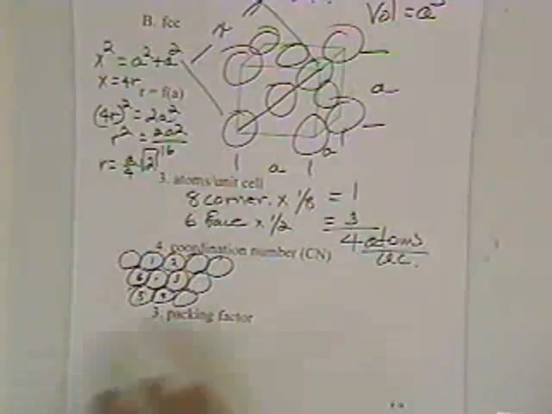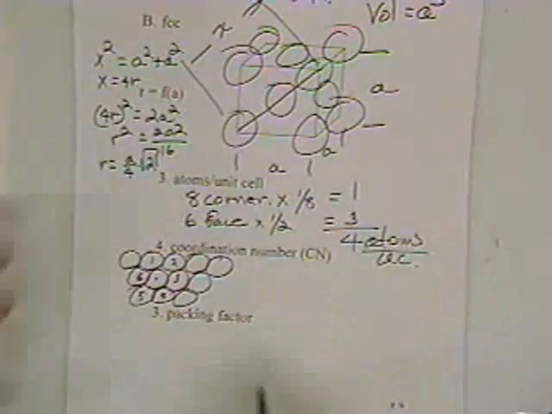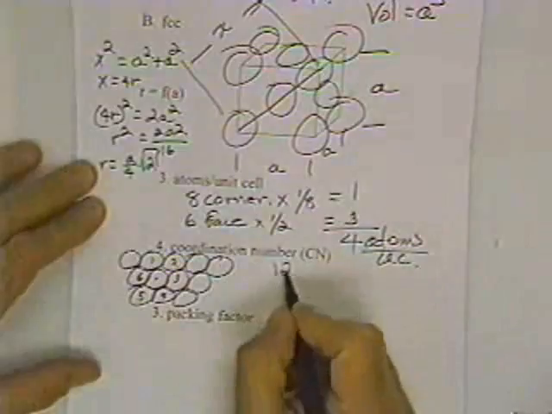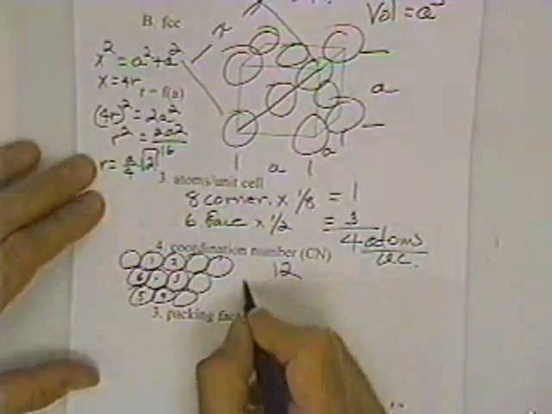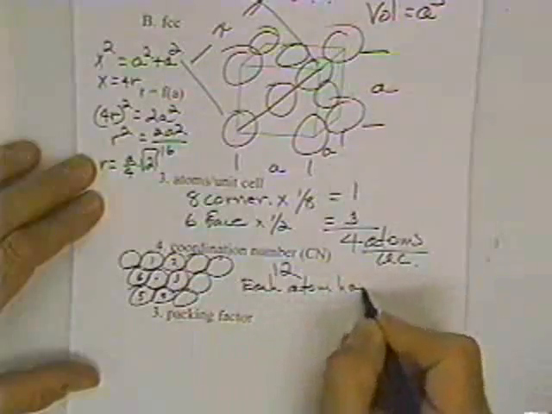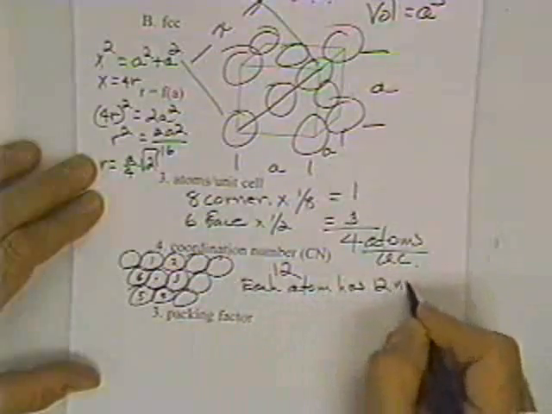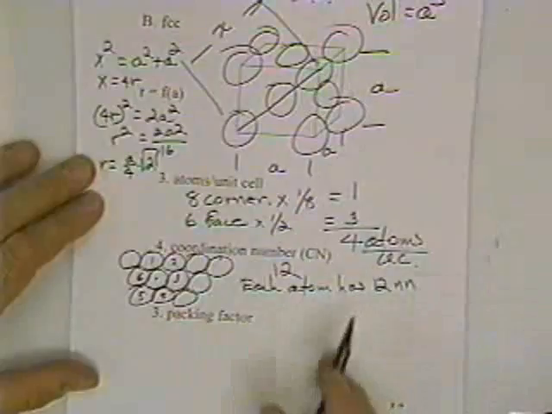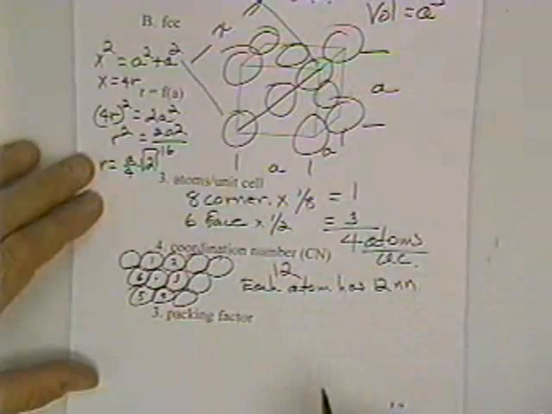But now if we took another one of these close packed planes and put it on top, we could have 1, 2, 3 atoms more in contact above the plane, 3 atoms more below the plane. So the coordination number is 12 for face-centered cubic. Each atom has 12 nearest neighbors, and that's typical of a close packed structure.